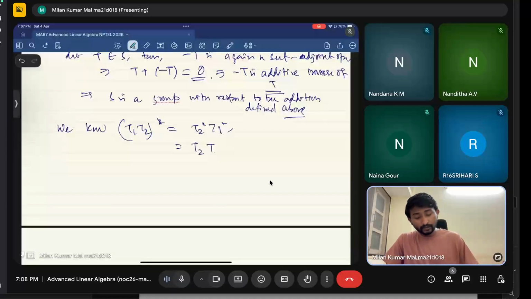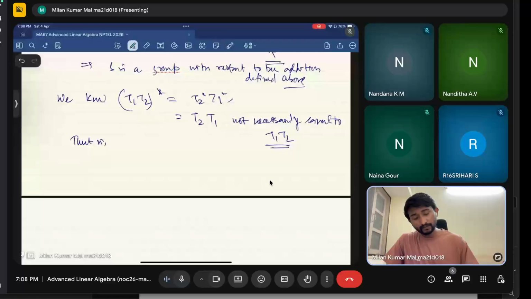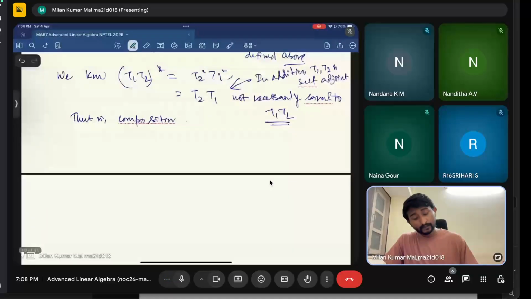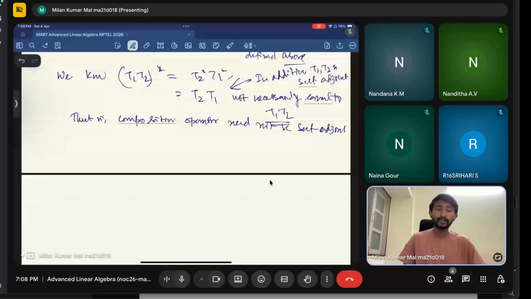So that means that the composition of two operators, in addition, if T1, T2 are self-adjoint, the composition operator need not be self-adjoint. They need not commute. We require that T1, T2 has to be T2, T1. That means they commute. If I take two operators, there is no guarantee that they will commute.